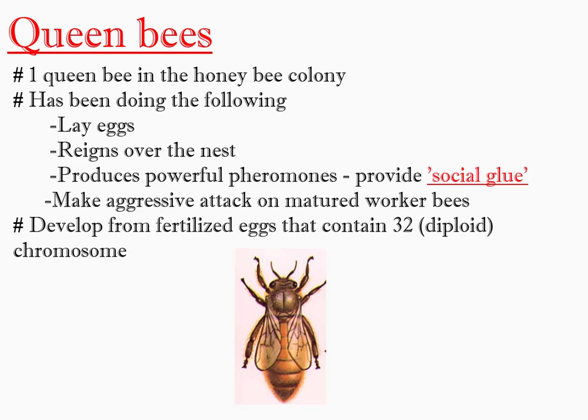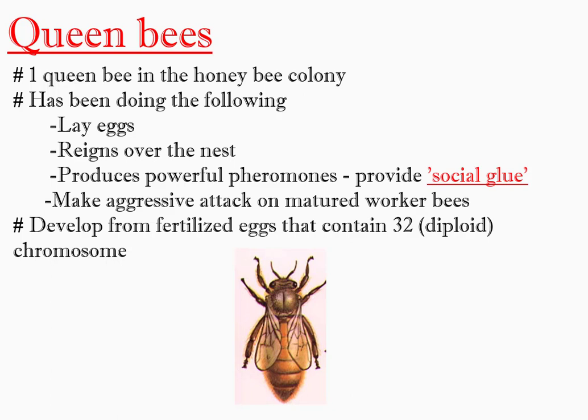A queen has the following tasks or responsibilities. The first one is laying eggs. The second, reign over the nest or administer members of the colony. The third responsibility is to produce powerful pheromones that provide part of the social glue which holds honeybees' life together. Sometimes the queen also makes aggressive attacks on matured involuntary worker bees.